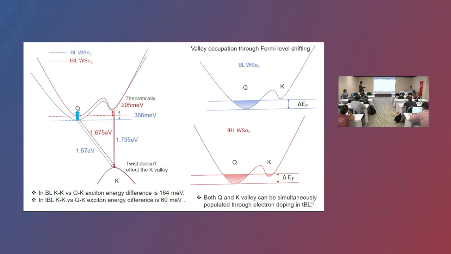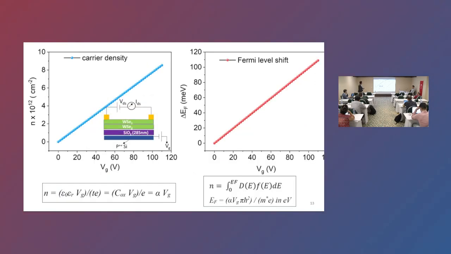So if you shift the Fermi level to the electron side, for the bilayer case, it will never reach the K valley, okay? But for the twisted case, you can simultaneously probe the Q and K valley. When you simultaneously probe the Q and K valley, obviously the direct transition is dominant over the indirect transition. So that's why after reaching some gate voltage, it will vanish, okay?